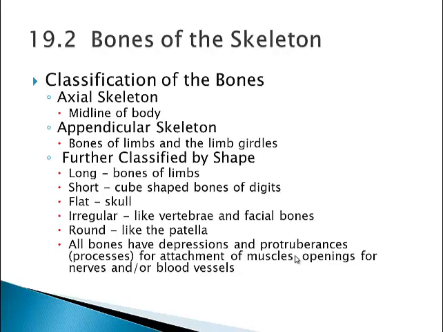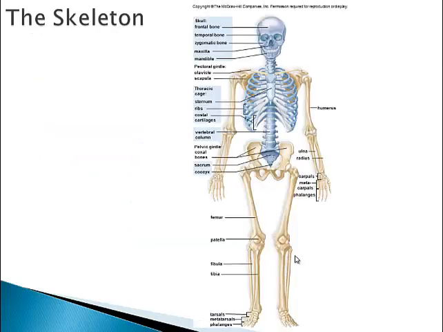All bones have depressions and protuberances or processes for attachment of muscles, openings for nerves, and or blood vessels to pass through. Collectively, there are approximately 206 bones in the human body.